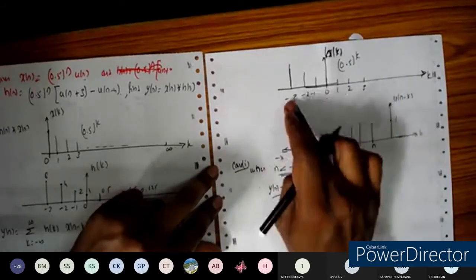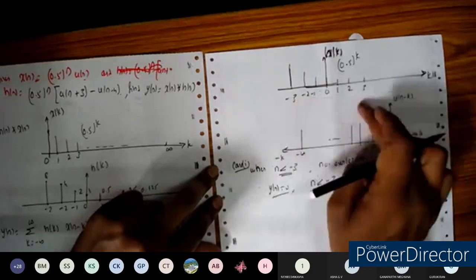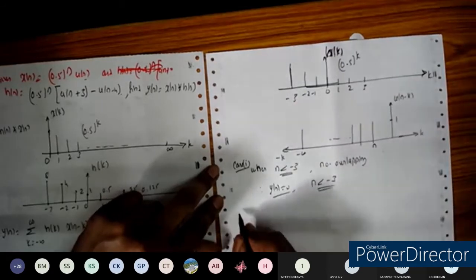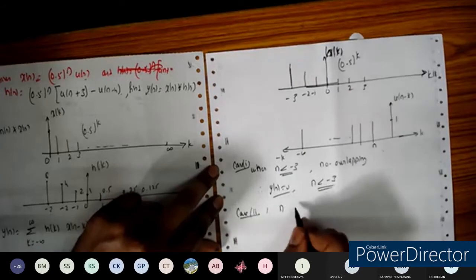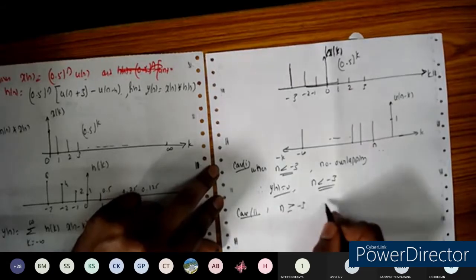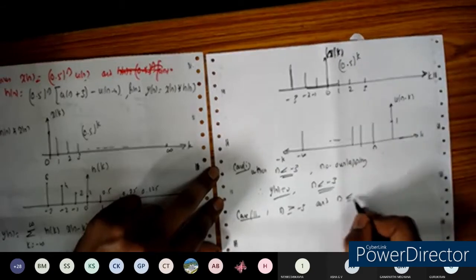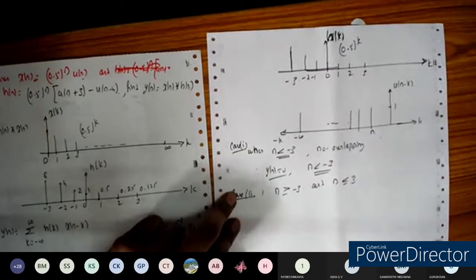So first, n is less than minus 3. Next, n can move between minus 3 and plus 3, any value. Next, n can take a value greater than 3. So next, case 2: when n is greater than or equal to minus 3 and n is less than or equal to plus 3. Less than or equal to plus 3, you can take that, no problem.